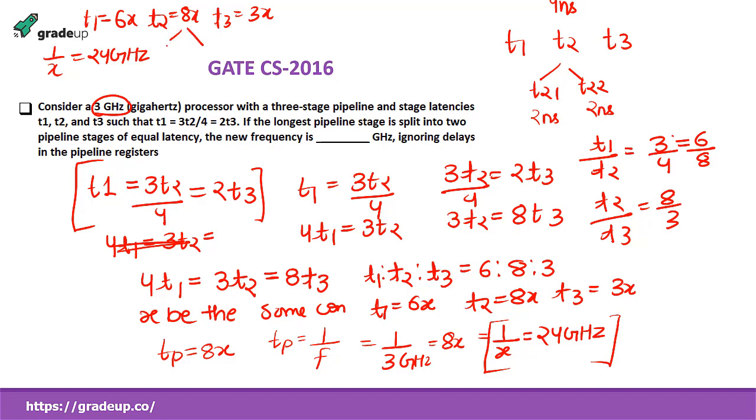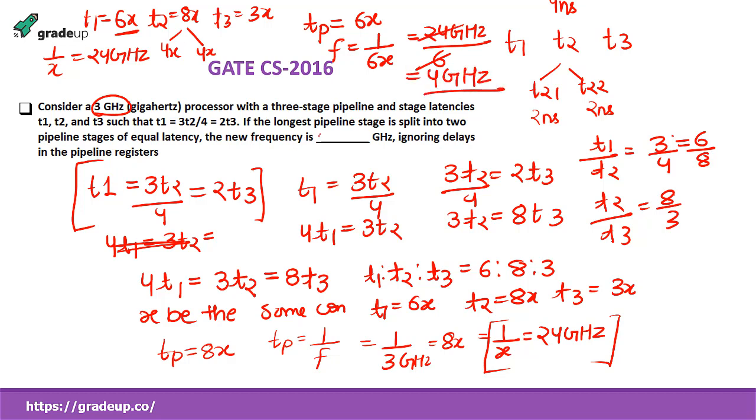Now I have divided it into two pipeline stages, 4x and 4x will be the delay because it has to be split into pipeline stages with equal delay. So now 6x, 4x, 4x and 3x. Now I have to find out the new frequency. Before that, tell me the time period which we are going to take is the maximum stage delay, and the maximum stage delay over here is 6x. So the time period will be 6x and your frequency will be 1 upon 6x, and you know 1 upon x is 24 gigahertz, so it is going to be 4 gigahertz. This is the way you are going to find out the new frequency for your pipeline. So the answer over here is 4.